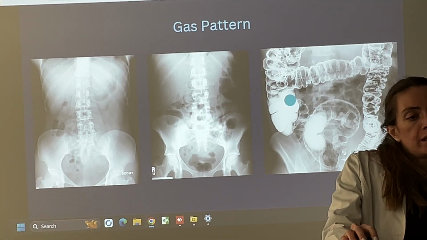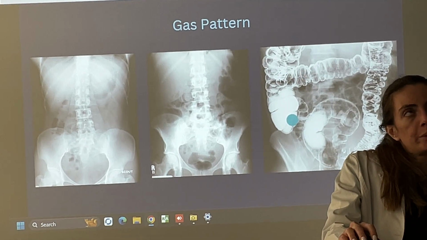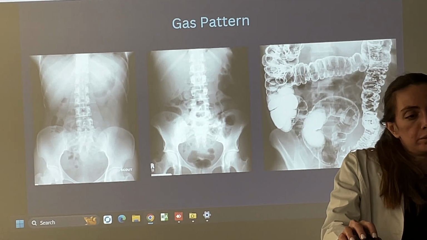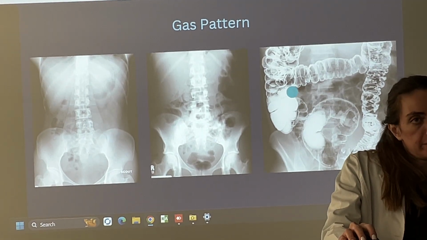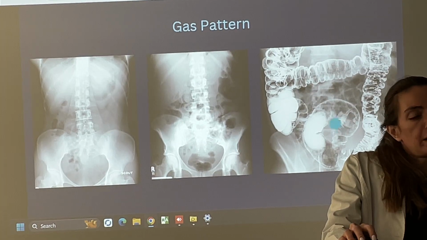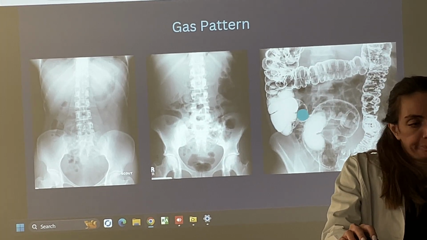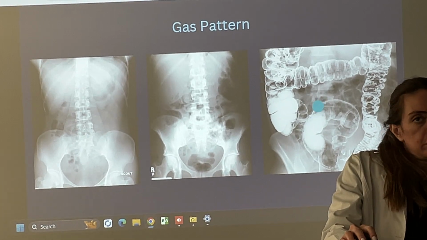So here you can see. And remember also the 3-6-9 rule. 3 for small bowel, 3 centimeters, 6 for the colon, and 9 for the cecum. If more, then there is dilation.